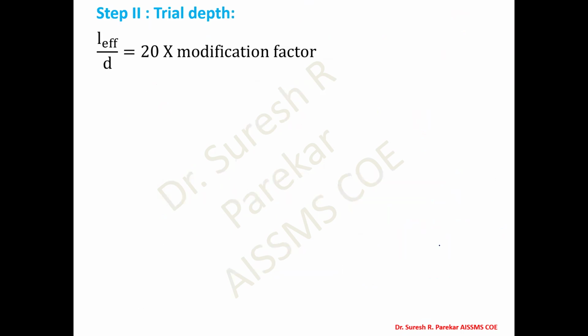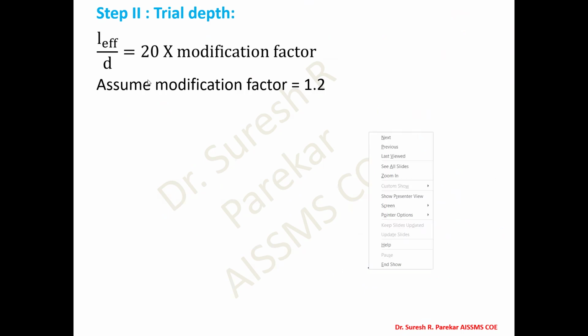Then the remaining steps are the same. The main change you have is in the effective span. Then the trial depth is considered as simply supported. So the value 20, we know, is for simply supported. So this is for simply supported.